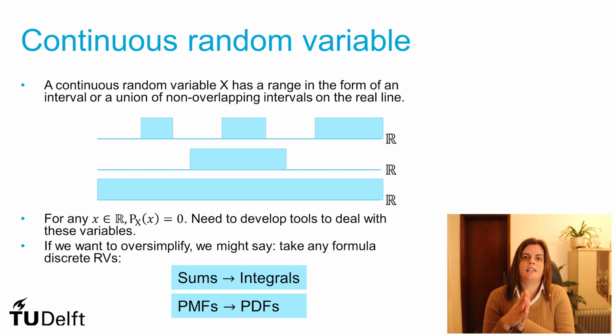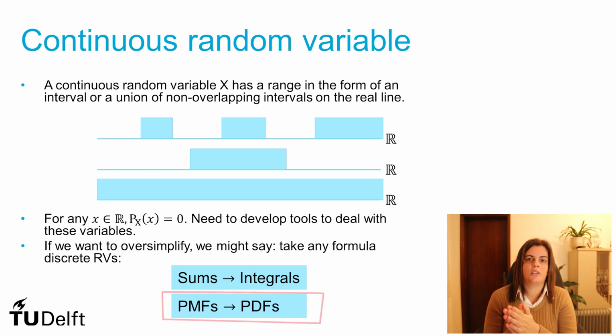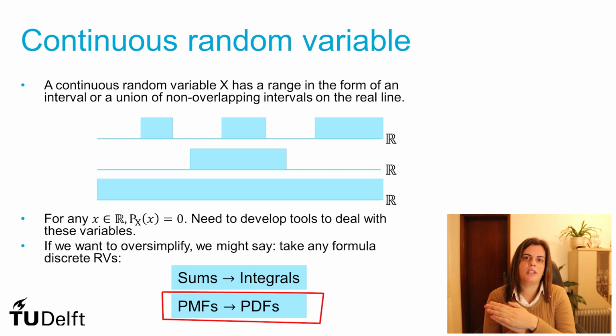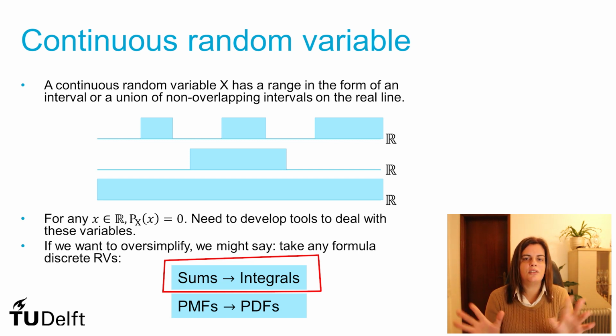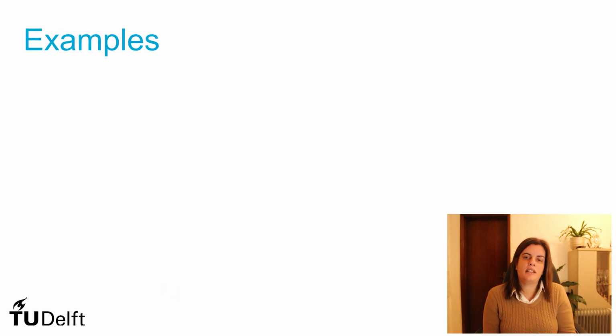So to simplify, consider these rules. Whenever we talk about probability mass functions, in the case of discrete random variables, we will now be using probability density functions for the case of continuous random variables. And whenever we use sums, we will now use integrals. Those are two basic rules that try to help memorize how we can deal with continuous variables instead of discrete ones.